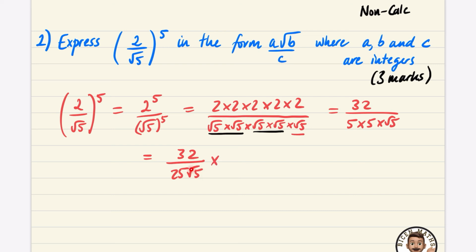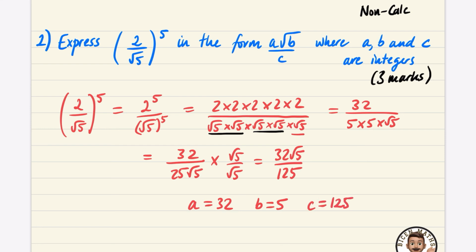Well, remember this from skill, I think it was number 6. We're going to multiply the top and bottom by root 5 over root 5. So the numerator is going to be 32 root 5. And the denominator is going to be 25 multiplied by 5, which is 125. So we get that the value of A is 32, the value of B is 5, and the value of C is 125. And you'll notice that this 32 over 125 can't be simplified because there's no common factors between the 32 and the 125.